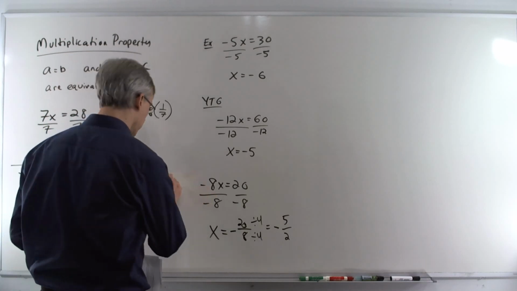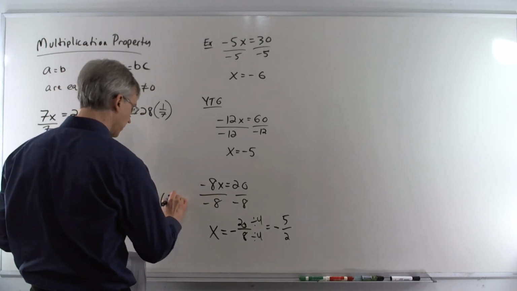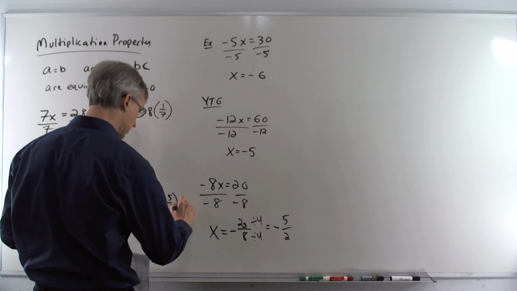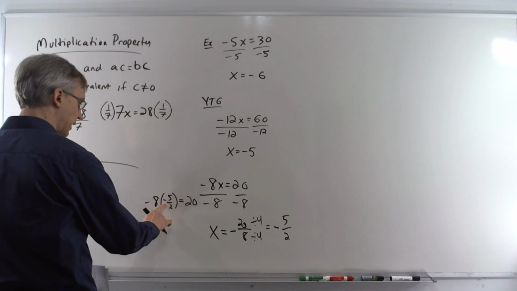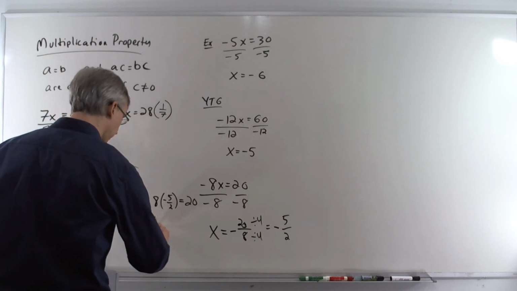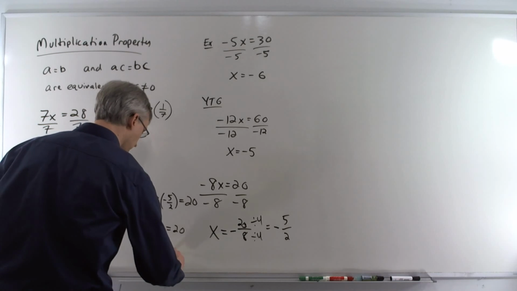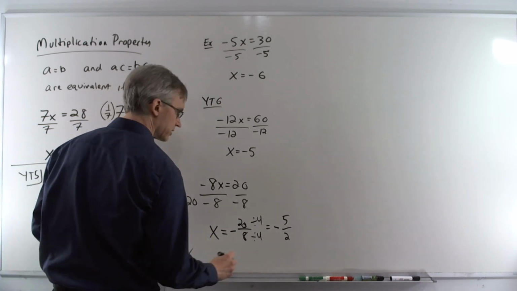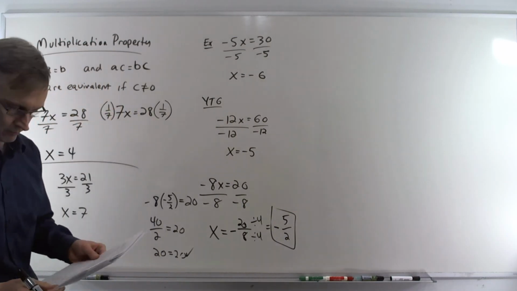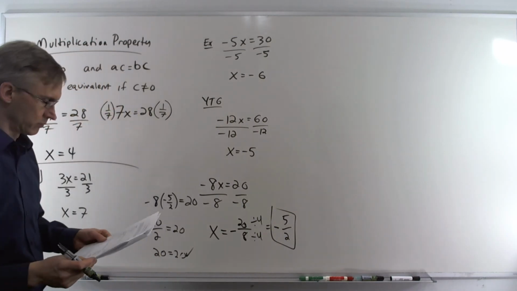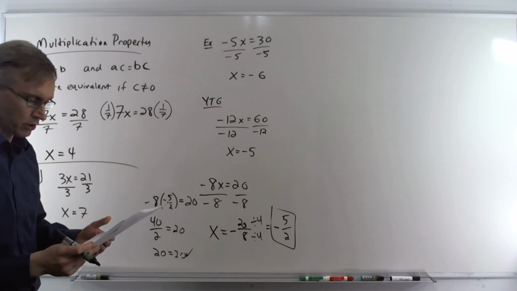All right, now I'm going to check. So we got negative 8 times negative 5 halves. Negative times negative is a positive, so those cancel. 8 times 5 is 40, so we got 40 over 2 equals 20, and 20 equals 20. So that checks, and that is our solution. Your turn, number 7.